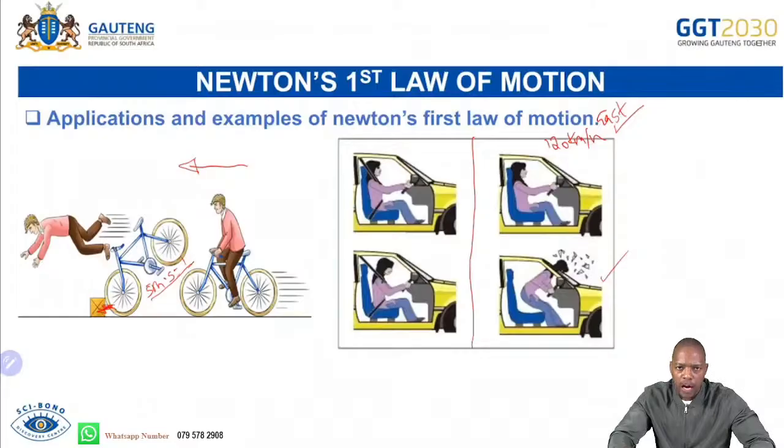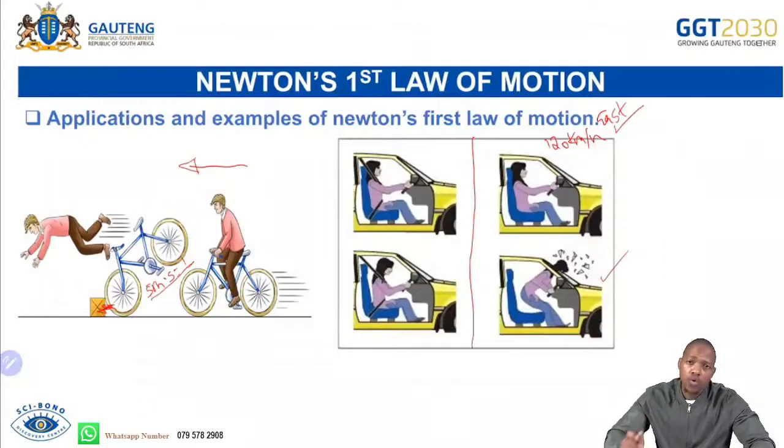So if the car was moving 120 kilometers per hour, then it means the lady inside is also moving 120 kilometers per hour. If the car happens to come to a sudden stop, what's going to happen? The lady will continue moving with that 120 kilometers per hour. According to Newton's first law of motion, an object continues in a state of rest or uniform velocity unless it is acted upon by a net force. So the lady will continue moving at that speed of 120 kilometers per hour, unless she is acted upon by a net force.